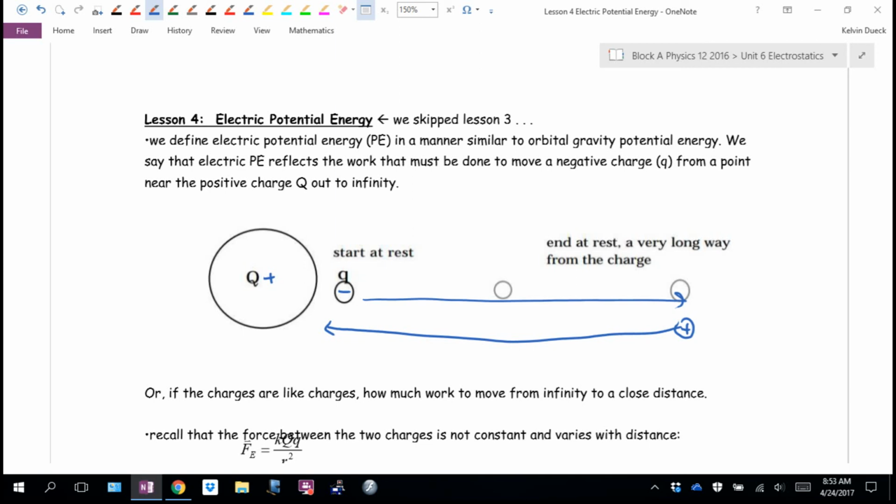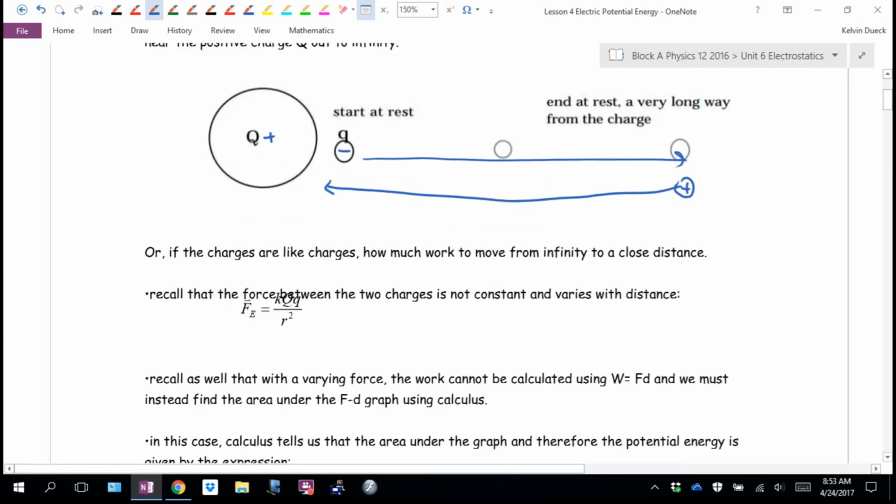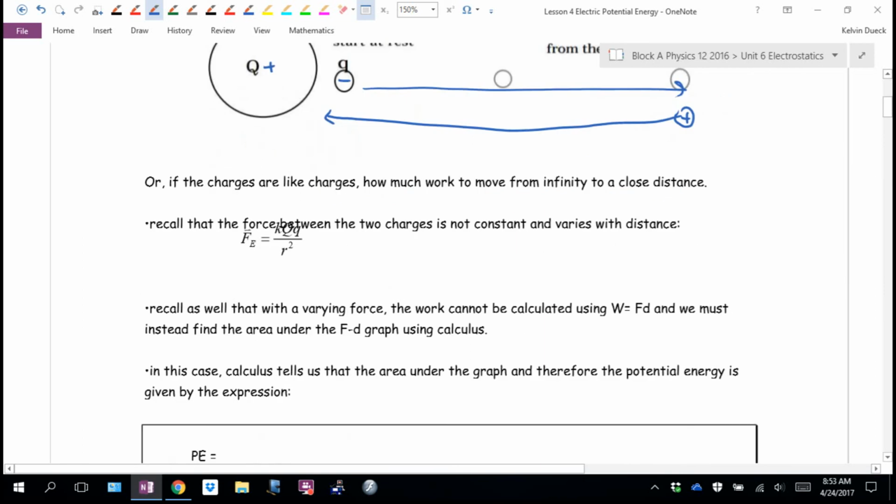You would have to do some work. You'd be pushing and pushing and pushing to bring it in. Or you'd be lifting and lifting and lifting to pull it out. Recall, the force between two charges is not constant and varies with distance. Again, this was supposed to say F equals k q q over r squared. I don't know why the little thing went wonky like that.